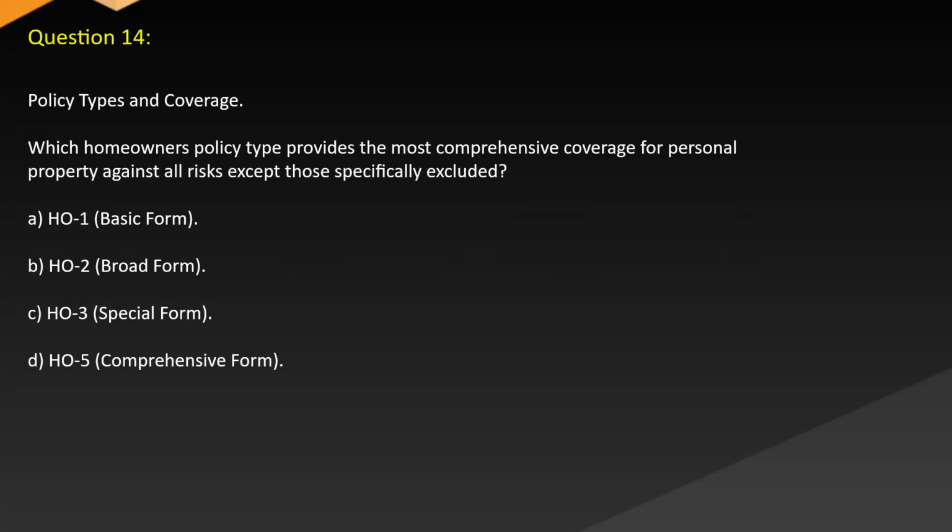Question 14. Policy types and coverage. Which homeowner's policy type provides the most comprehensive coverage for personal property against all risks except those specifically excluded? A. HO1 Basic Form. B. HO2 Broad Form. C. HO3 Special Form. D. HO5 Comprehensive Form.